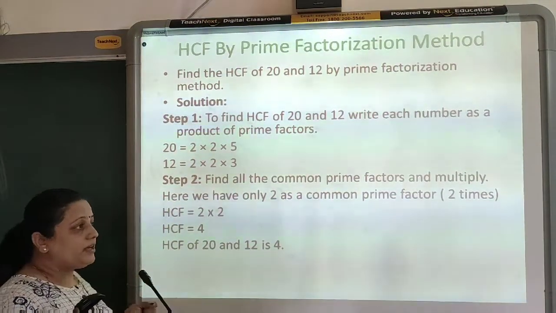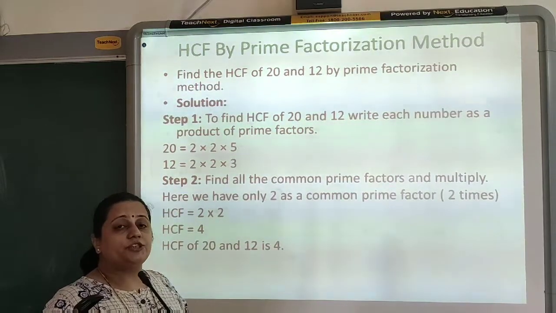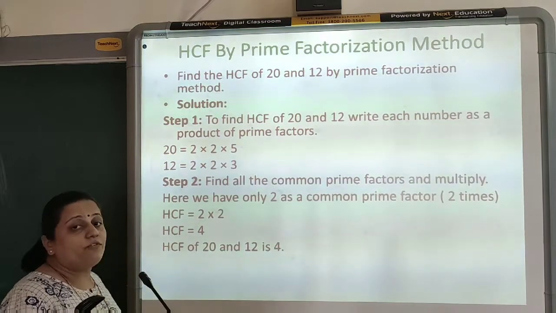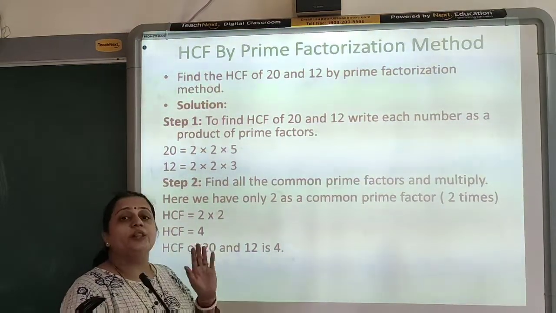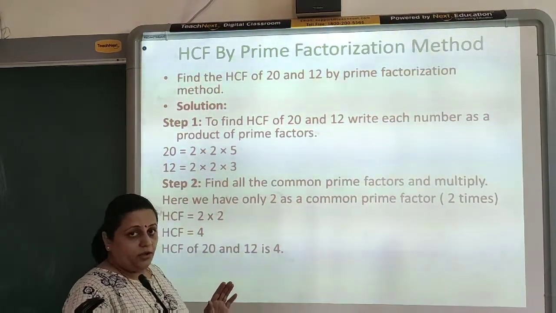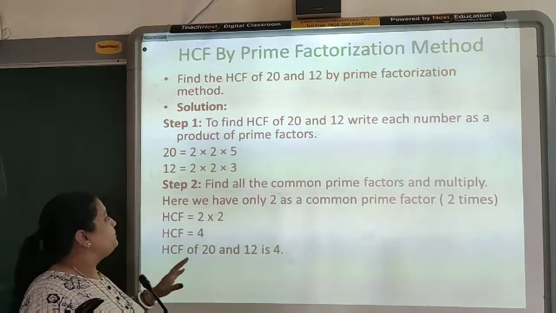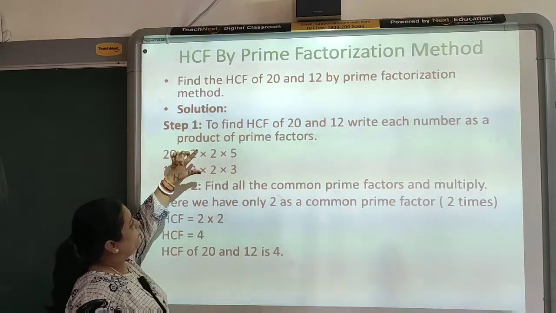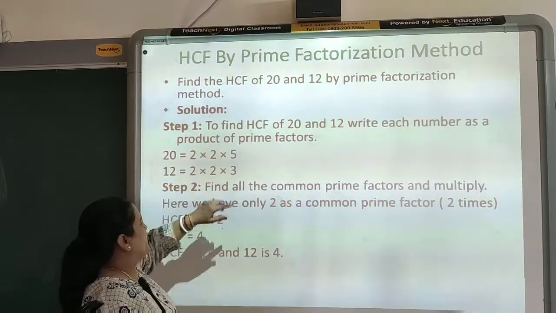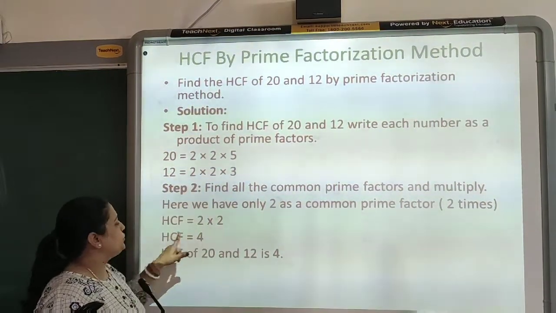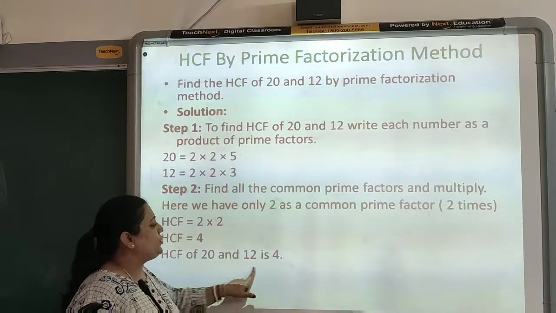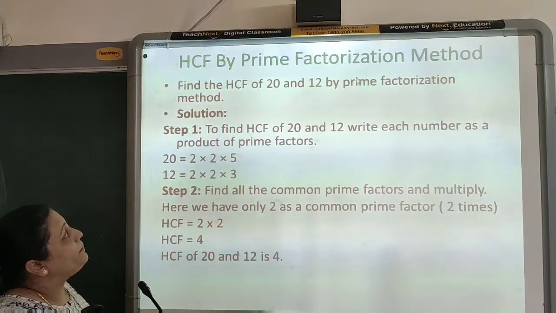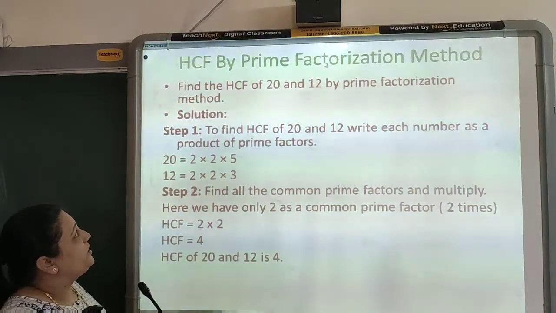But in LCM what have we done? We did the multiplication of common factors and uncommon factors. But in HCF what we have to do? We have to take only and only common factors. Okay, we have to leave uncommon factors. Now see, what are the common factors here? This is one pair of common factors, this is another pair. So 2 into 2 is equal to 4. So 4 is the HCF of 20 and 12. So this is called the prime factorization method.